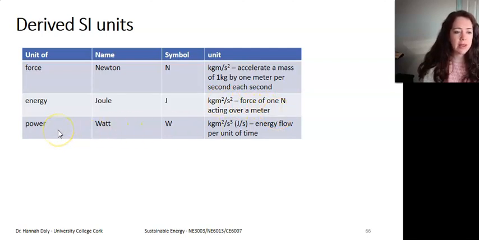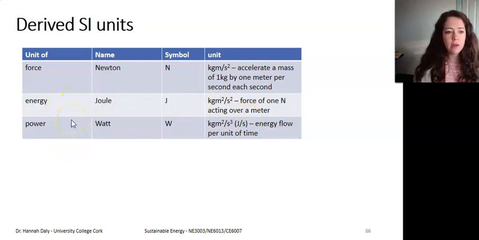And thirdly, the unit of power is a watt, and the symbol is the W, and that is the energy flow per unit time. So it's a joule per second, or a kilogram meter squared per second cubed. So energy flow per unit of time. And the difference between energy and power is something that comes up very often.